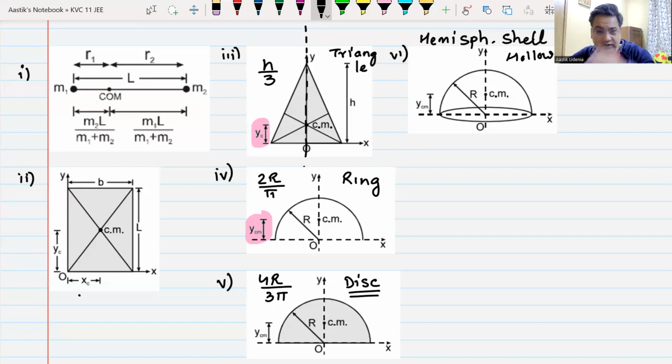Hemispherical shell. Again, we don't need to find out the x coordinate. The y coordinate is r by 2. R by 2. You will have to remember all these results. I hope I am very clear. So first you listen to me, then I will give you time. In listening to me, you also try to remember them, and then you try to draw the diagram and write on your own. If you can do this, that means you have remembered what I have told you.